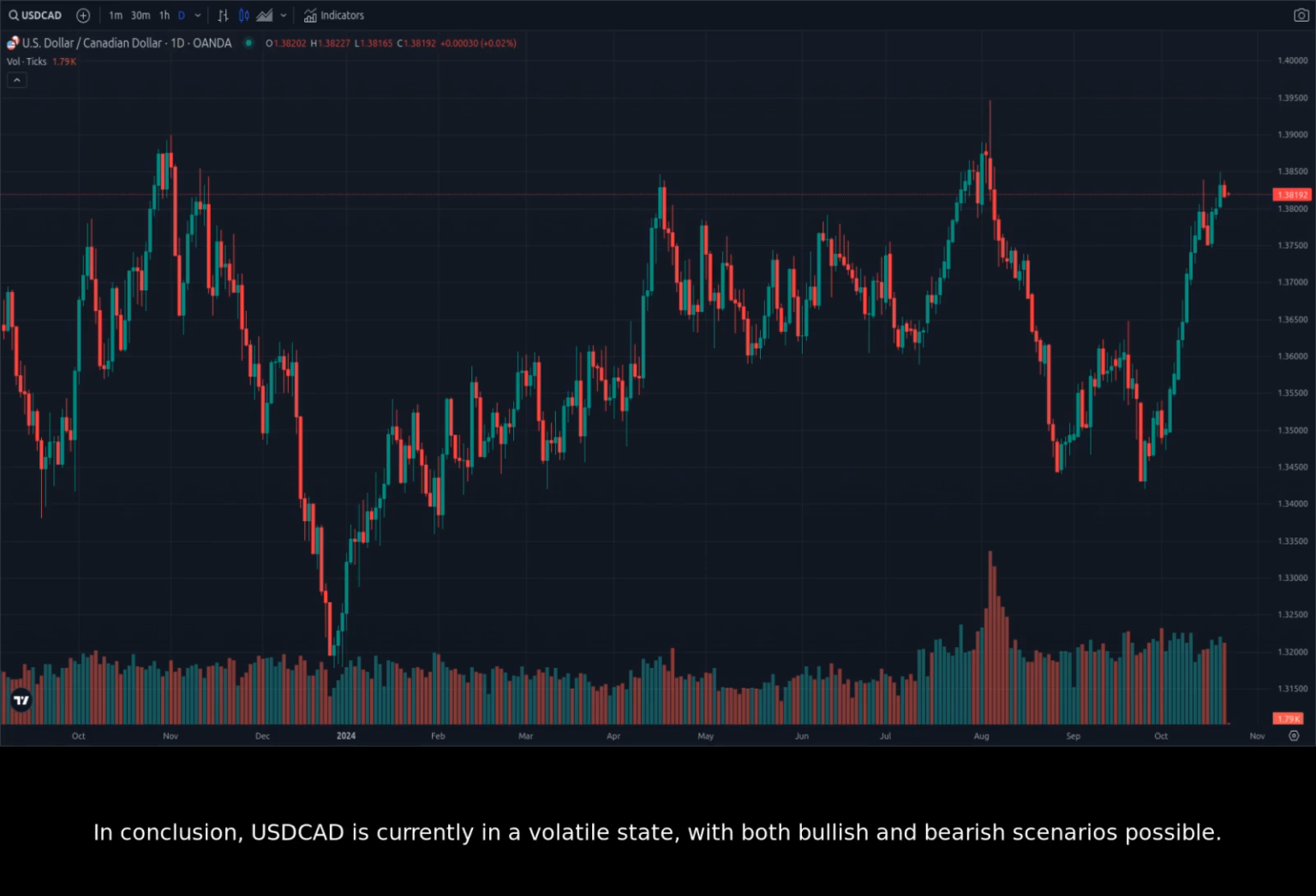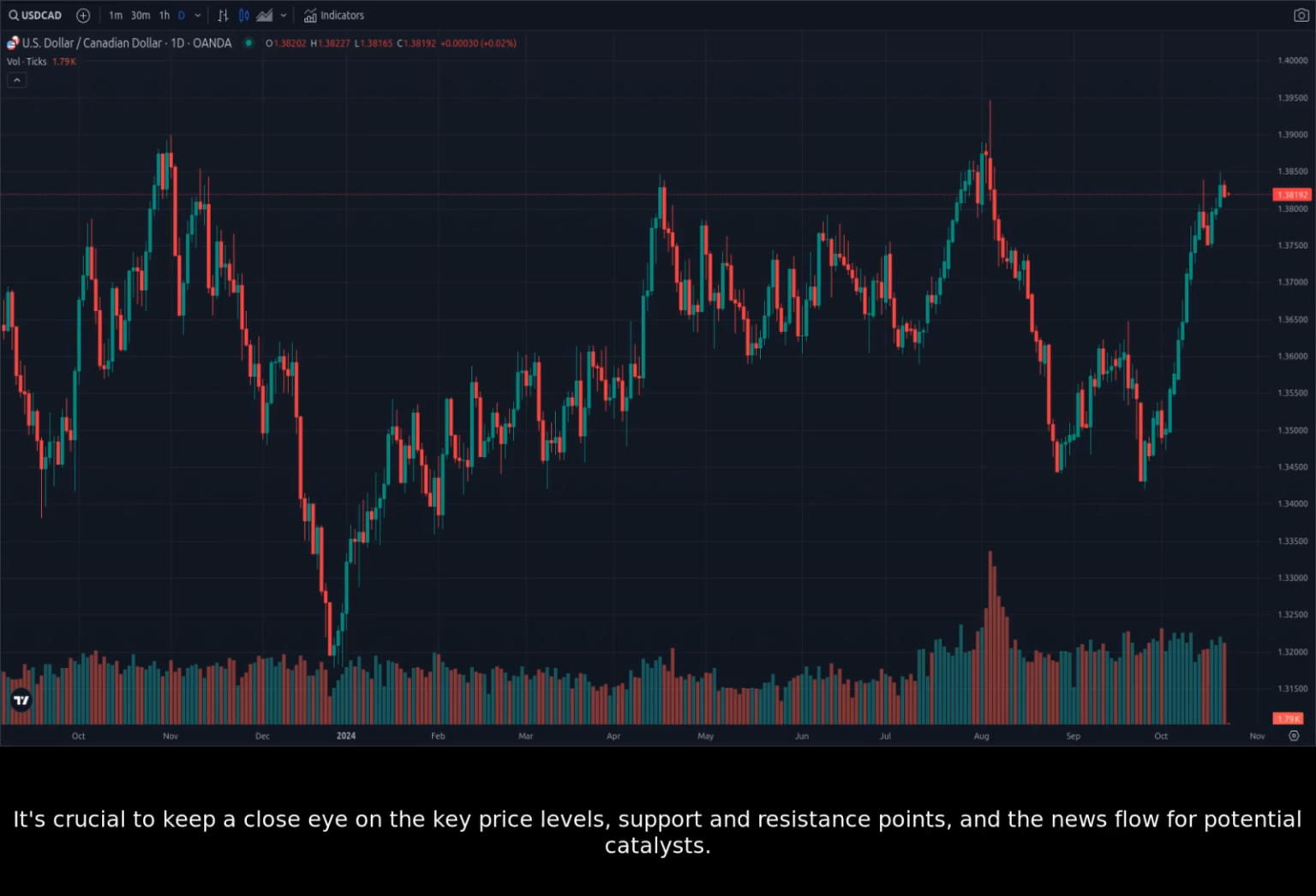In conclusion, USDCAD is currently in a volatile state, with both bullish and bearish scenarios possible. It's crucial to keep a close eye on the key price levels, support and resistance points, and the news flow for potential catalysts. The daily chart's immediate resistance level is around 1.3850, while support levels are located around 1.3650 and 1.3550.